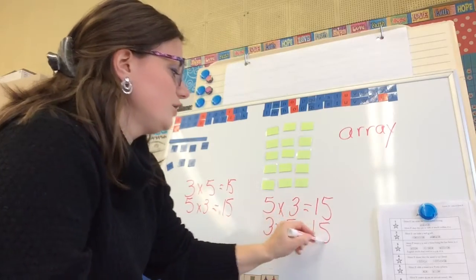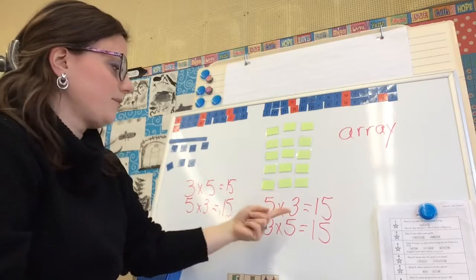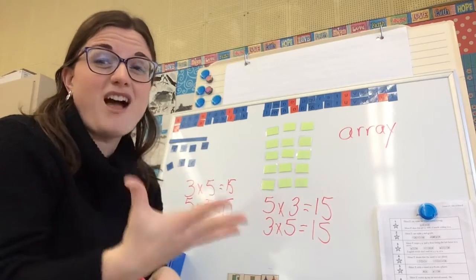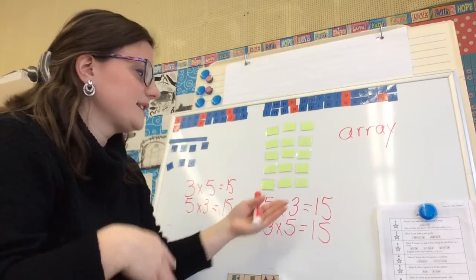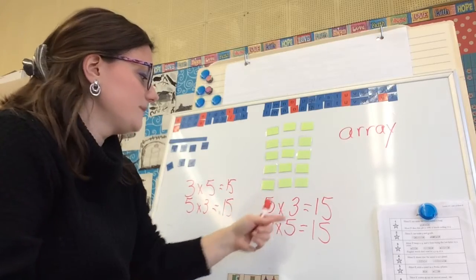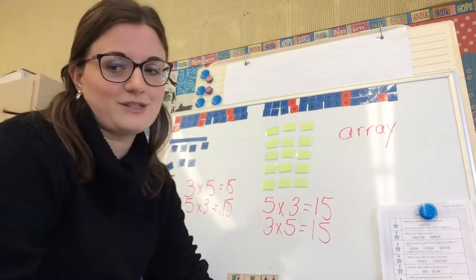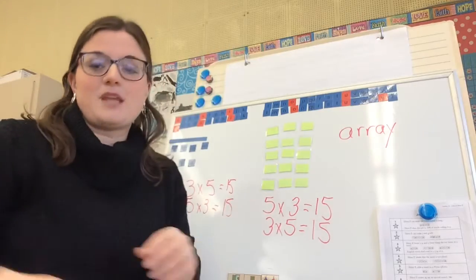So again, you can choose. What would you rather count by, 3s or 5s? I would rather count by 5s because they're easier. So when I do this, I'm going to count by 5s. Even if it's 5 times 3 or 3 times 5, I'm going to count by 5s, okay?